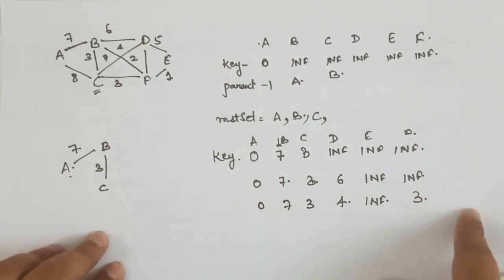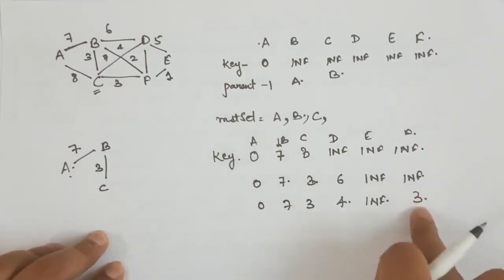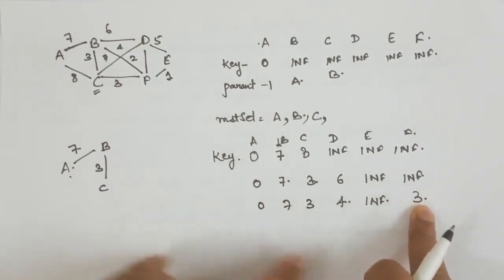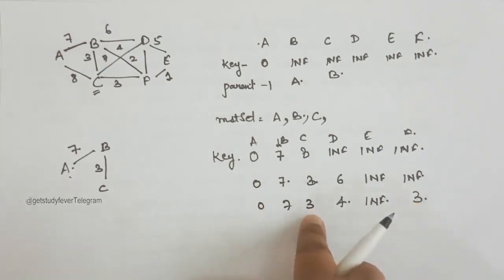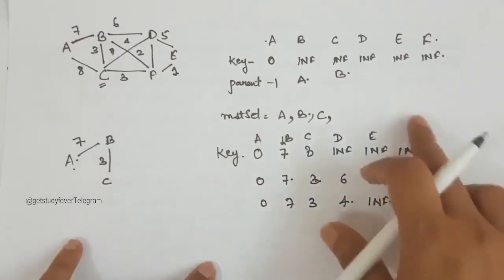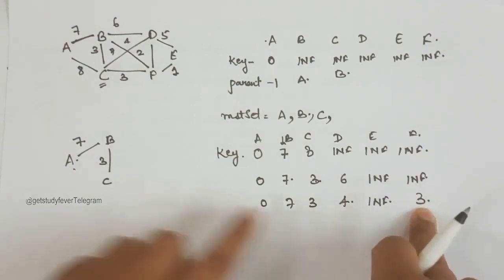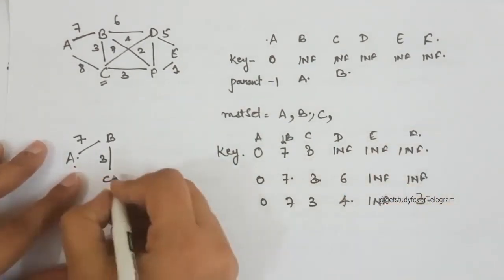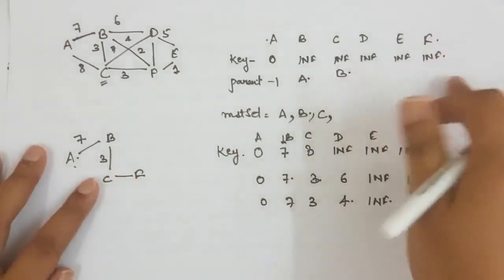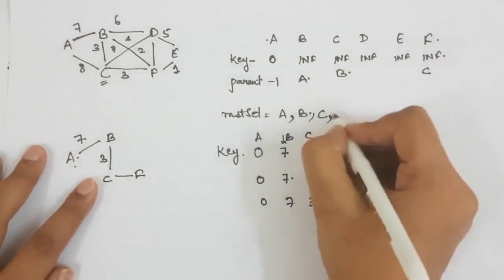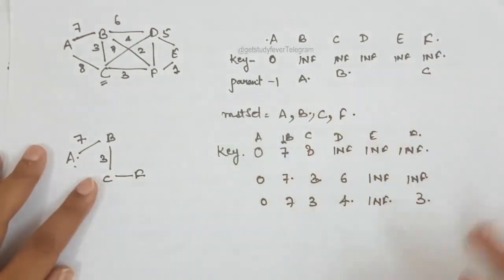I will check for the minimum value. Here the minimum value is F. This is also a minimum value, but since this is already included, we'll ignore this. So here the minimum value is 3, and again this is for F. So I will include C to F, and I'll update the parent of F as C. I will also put F in the MST set.